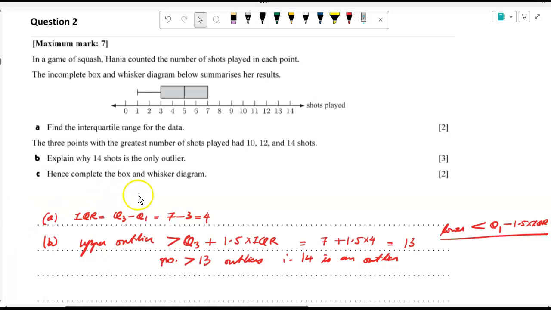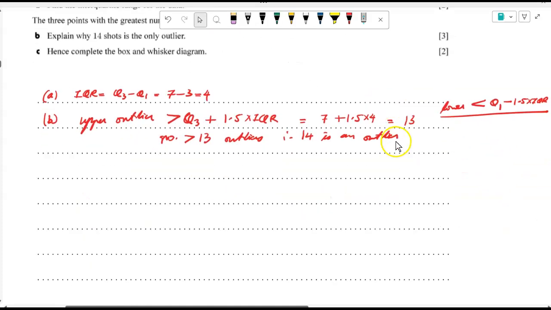Hence complete the box and whisker diagram. So 14 is an outlier. Correct? So the whisker will go to 12. And then you join that line. What are those things called? The lines, so? Whiskers. No, but there's Q3, Q1. This is the lowest value. Highest value. Min and max. Lowest value and highest value, min and max. Yeah.